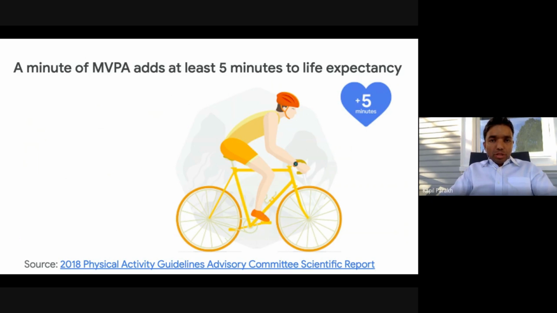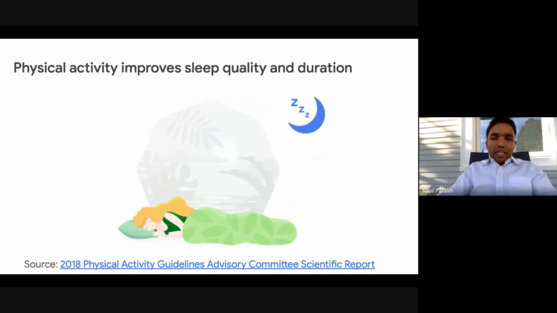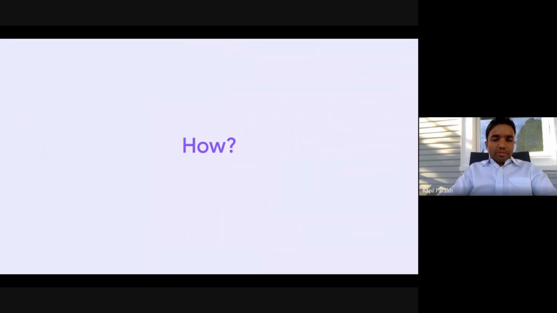But there are also short-term benefits. Physical activity has been known to improve mental health and resilience, which is particularly important given all the stress everyone is dealing with right now. Physical activity has been shown to improve sleep quality and duration. So these short-term benefits as well as long-term benefits of physical activity make it important to help your clients meet the physical activity guidelines. Then the question is sort of how can this be actioned upon?